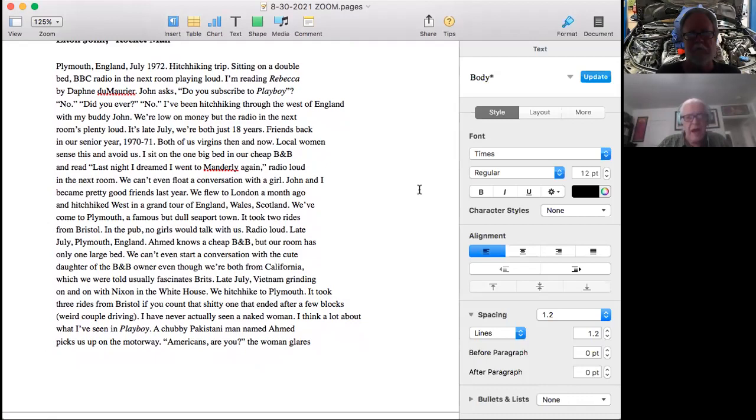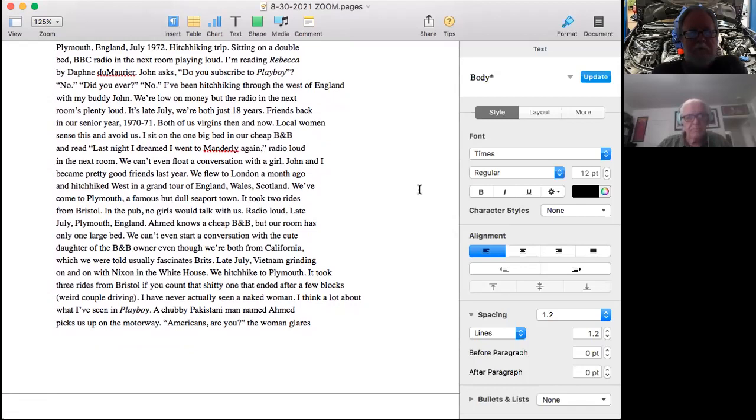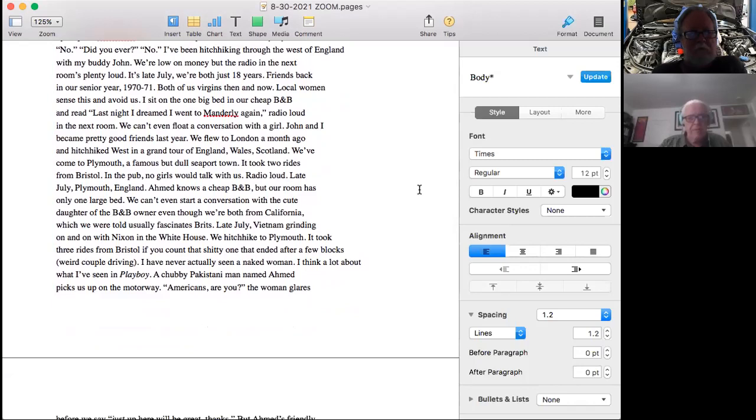I sit on the one big bed in our cheap B&B and read, last night I dreamed I went to Manderley again. Radio loud in the next room. We can't even float a conversation with a girl. John and I became pretty good friends last year. We flew to London a month ago and hitchhiked west in a grand tour of England, Wales, Scotland. We've come to Plymouth, a famous but dull seaport town. It took two rides from Bristol. In the pub, no girls would talk with us. Radio loud, late July, Plymouth, England. Ahmed knows a cheap B&B, but our room has only one large bed. We can't even start a conversation with the cute daughter of the B&B owner, even though we're both from California, which, we were told, usually fascinates Brits.